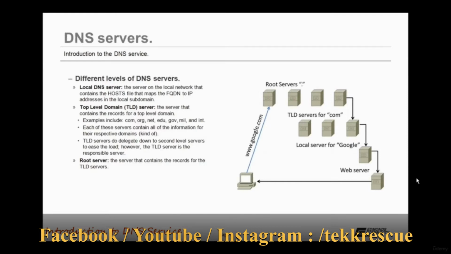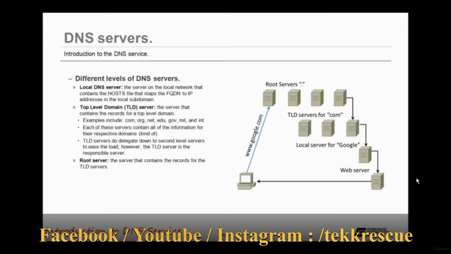First off, there can be a local DNS server. This is the server on the local network that contains the hosts file that maps all of the FQDNs to their specific IP addresses in the local subdomain. It may be present or it may not be present. Then there are top-level domain servers, the TLD server. Now, these are the servers that contain the records for the top-level domains. Examples of top-level domains are .com, .org, .net, .edu, so on and so forth.